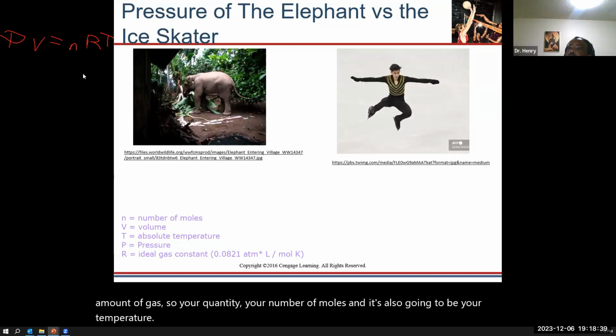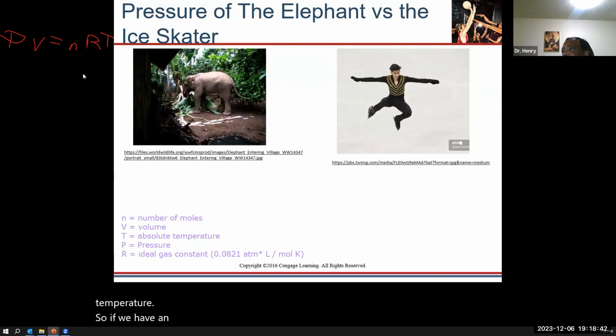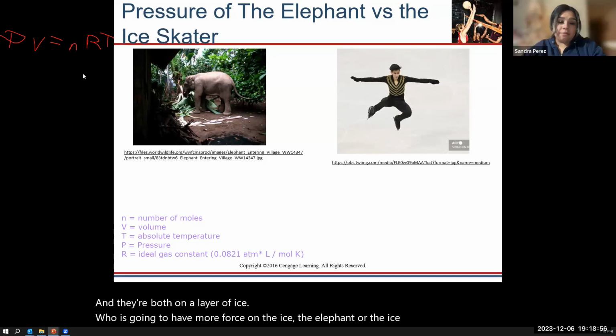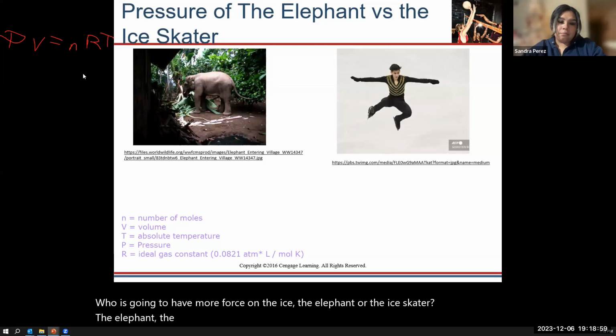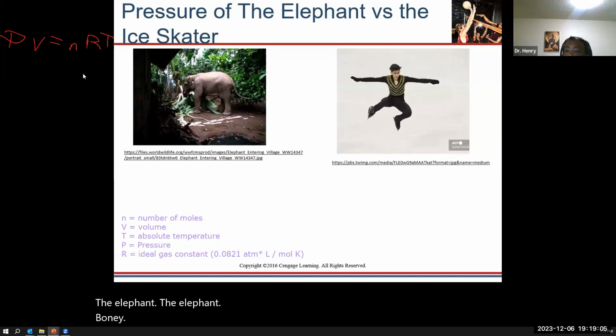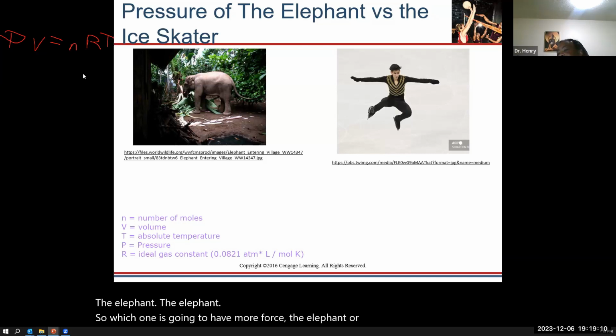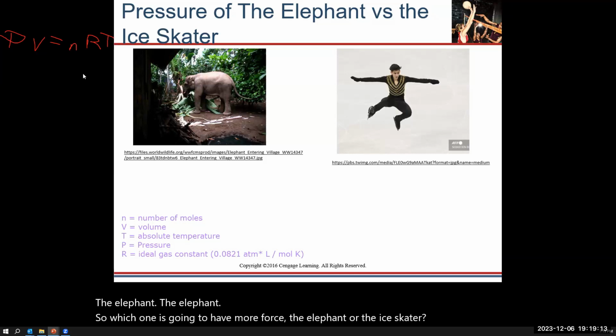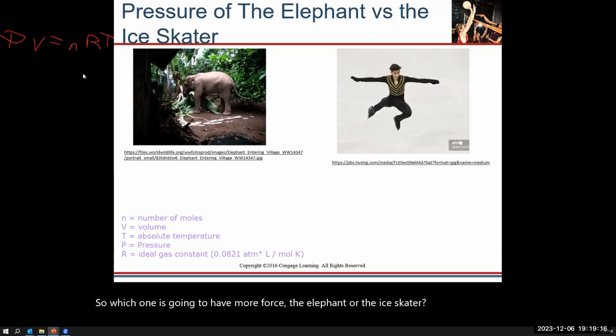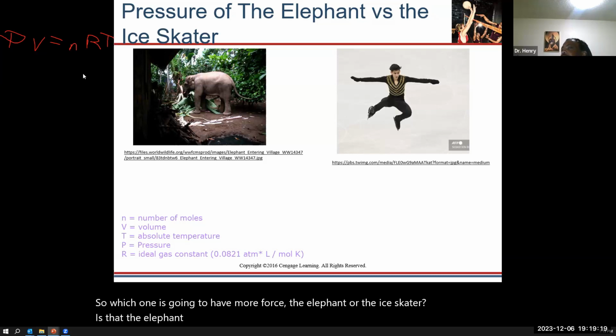So if we have an elephant and an ice skater, and they're both on a layer of ice, who is going to have more force on the ice, the elephant or the ice skater? The elephant. Tony? Sorry? So which one is going to have more force, the elephant or the ice skater? Oh, the elephant. Is it the elephant? Okay, so let's go back to that.